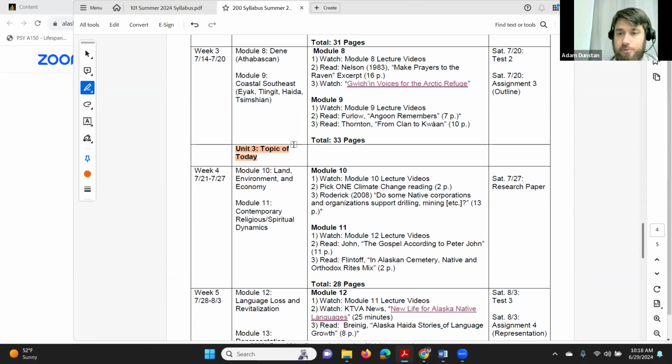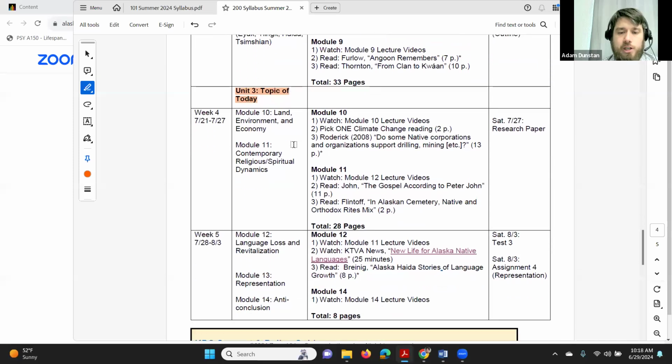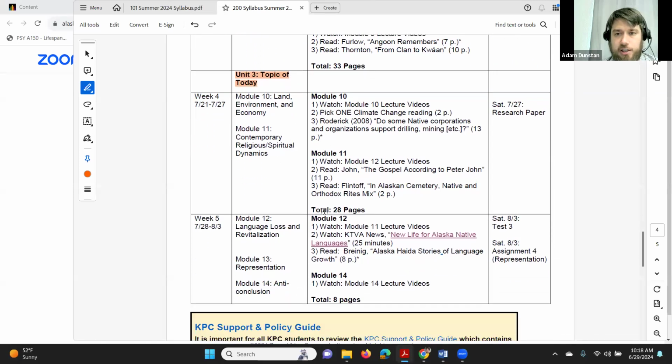For each of those culture groups, we will not be able to learn everything by any stretch of the imagination, but I've tried to pull out a few things from each that are interesting, that are unique, and that might give you some insight into the unique peoples of that region. Unit 3 is topics of today. We spend a couple of weeks talking about some big overarching topics that affect many groups, things like economic and environmental issues, contemporary religious identities, language loss and language revitalization. And that's the basic structure of the course.